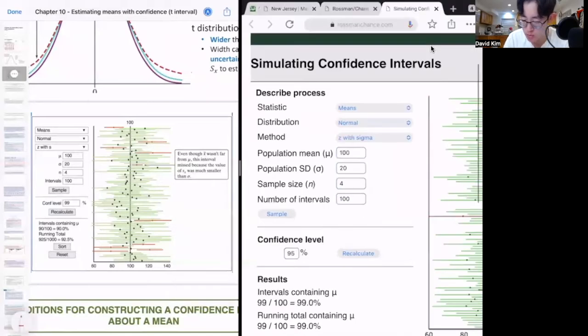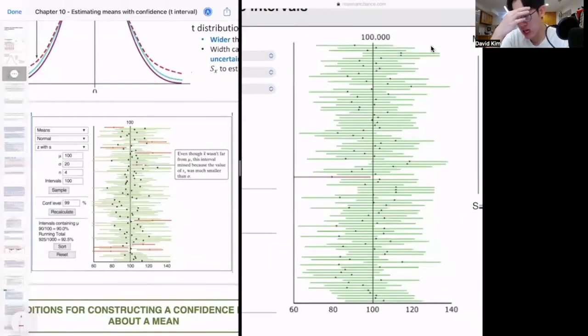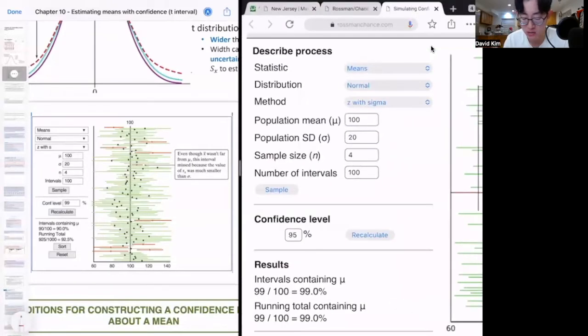Okay, and then when we press sample like this, notice that these dots all indicate how many of the samples actually capture the true mean. You can see that on the right, there's only one little red line, which means that was the only sample that failed to capture the true mean within its confidence interval. Now our confidence interval was about 95%.